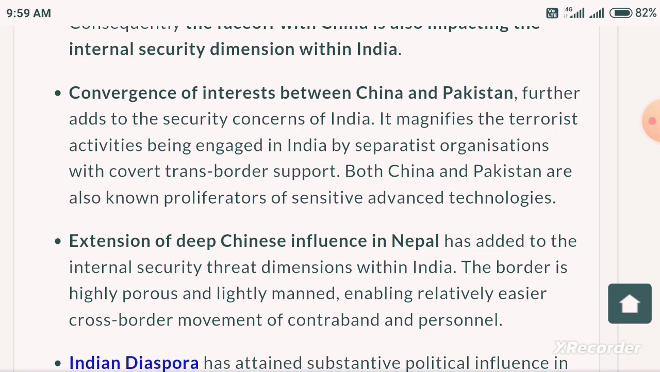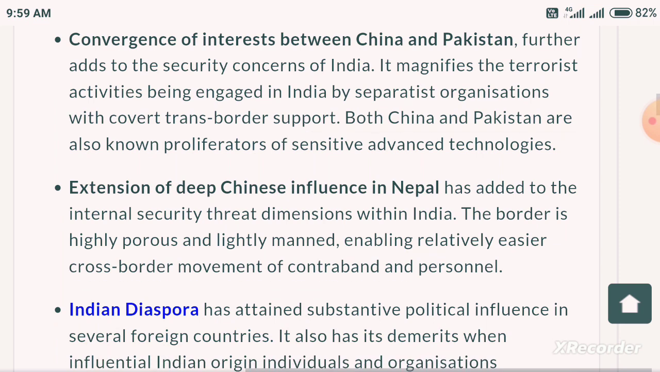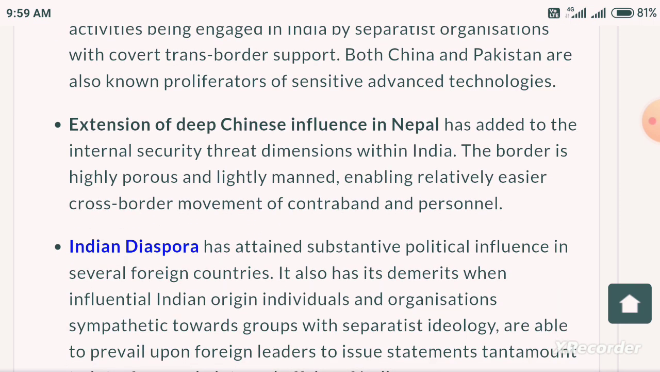The convergence of interest between China and Pakistan further adds to the security concerns of India, and magnifies the terrorist activities being engaged in India by separatist organizations with covert trans-border support. Both China and Pakistan are also known for proliferation of sensitive advanced technologies. Extension of deep Chinese influence in Nepal has added to the internal security dimension within India. The border is highly porous and lightly manned, enabling relatively easier cross-border movement of contraband and personnel.